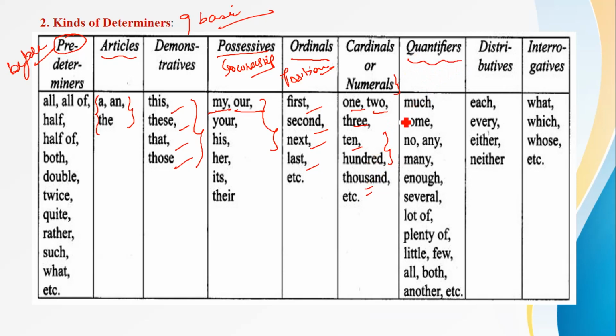Quantifiers refers to general quantity, comes from the word quantity. Much, some, no, any, many, enough, several, lot of, plenty of, little, few, all, both, another, etc. Distributives: each, every, either, and neither. And we have interrogatives, which means questions. These are the determiners which ask questions: what, which, whose, etc.